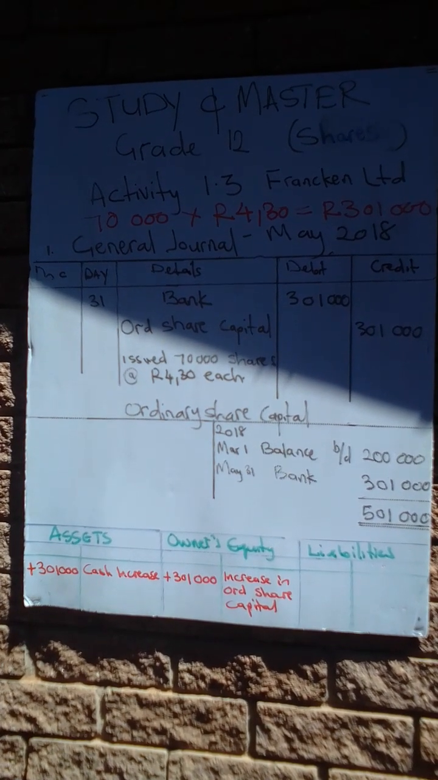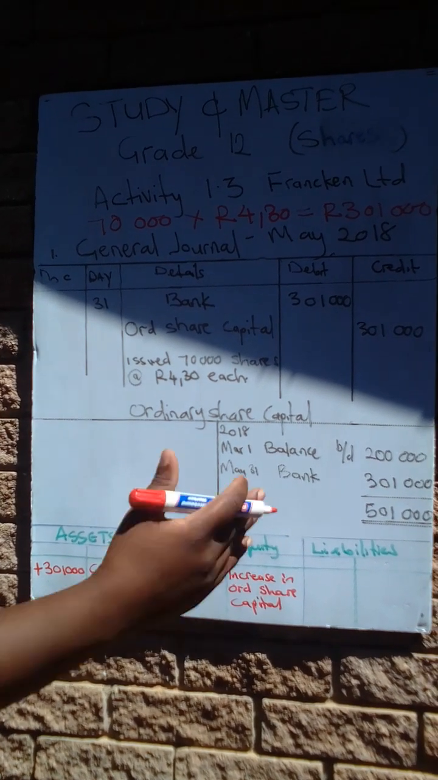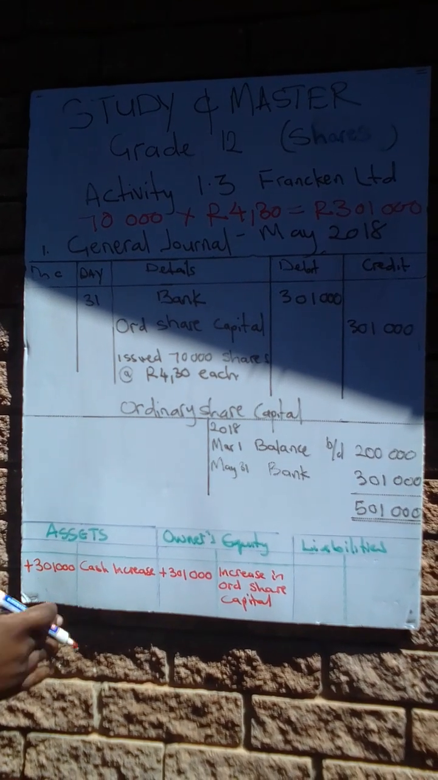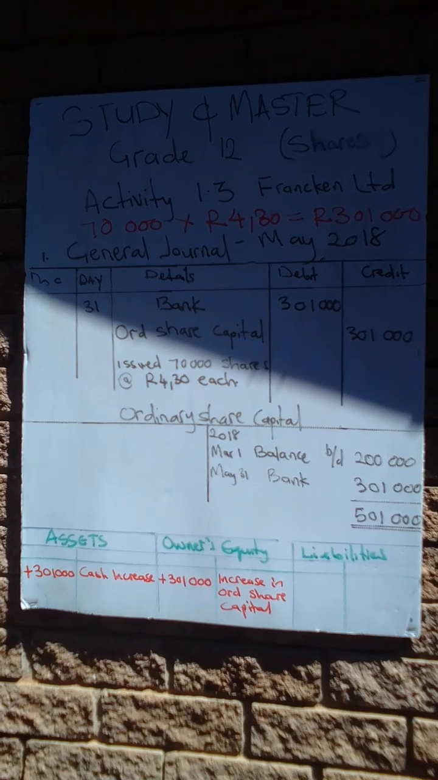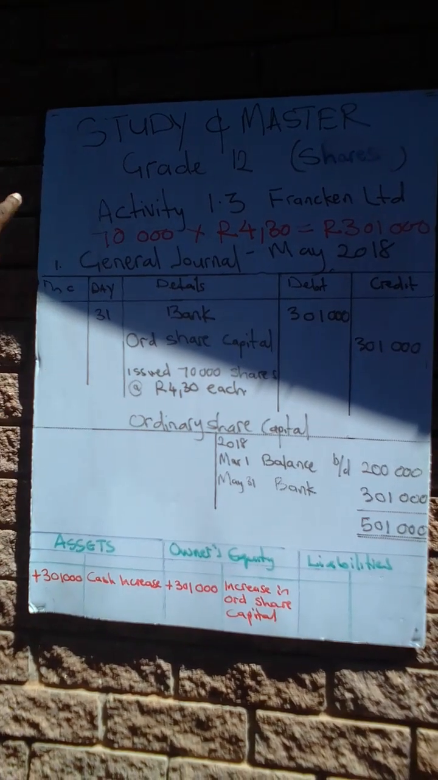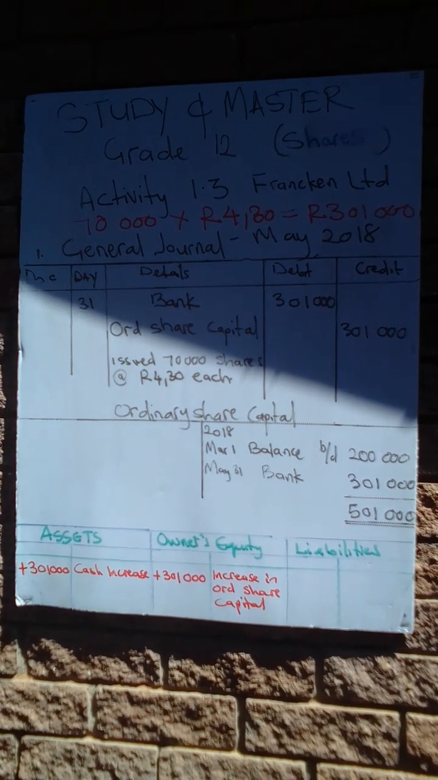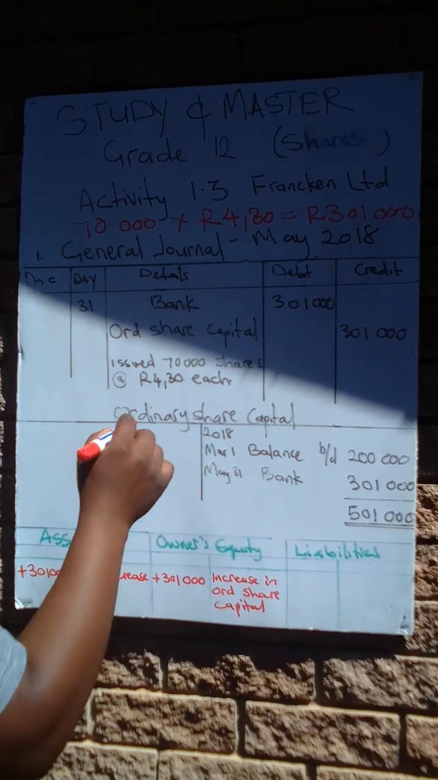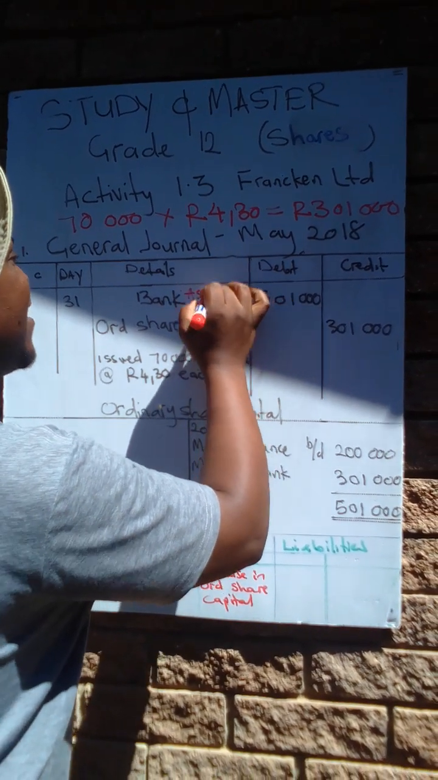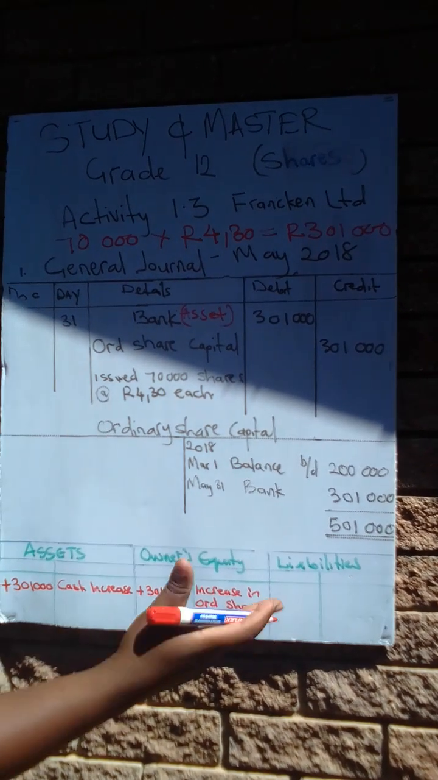Let me also give you this other hint. All asset accounts increase on the debit side and decrease on the credit side. All owner's equity accounts increase on the credit side and decrease on the debit side. And all liability accounts increase on the credit side and decrease on the debit side. So the moment you know that, you'll never record anything on the wrong side. When you look at bank, bank is an asset, and I said that all assets increase on the debit and decrease on the credit side.